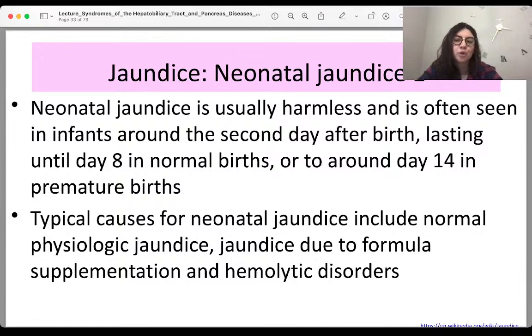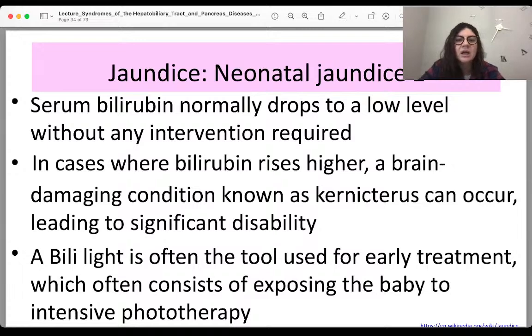Moreover, they can be pathological. It is jaundice due to formula supplementation, for example, or blood group or rhesus conflicts and different hemolytic disorders. Serum bilirubin normally in such children drops to a low level without any intervention required. In cases where bilirubin rises higher, a brain-damaging condition known as kernicterus can occur, and it can lead to significant disability.